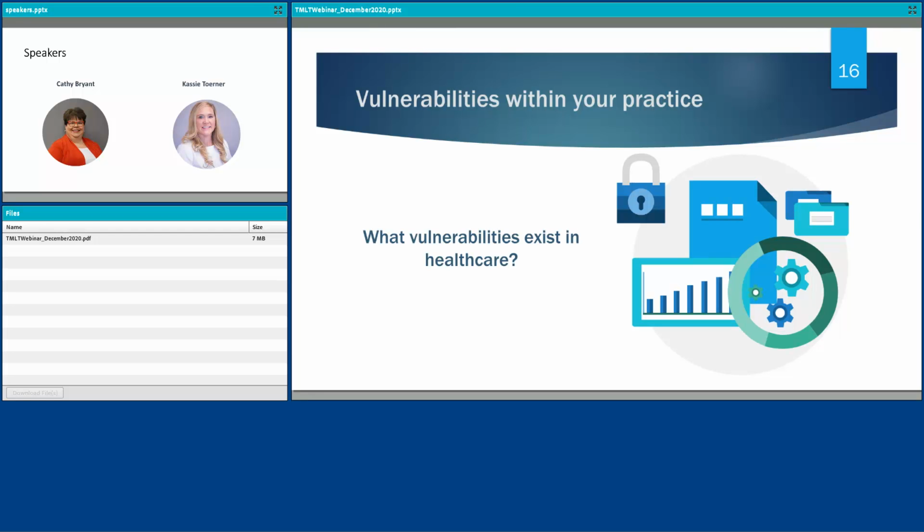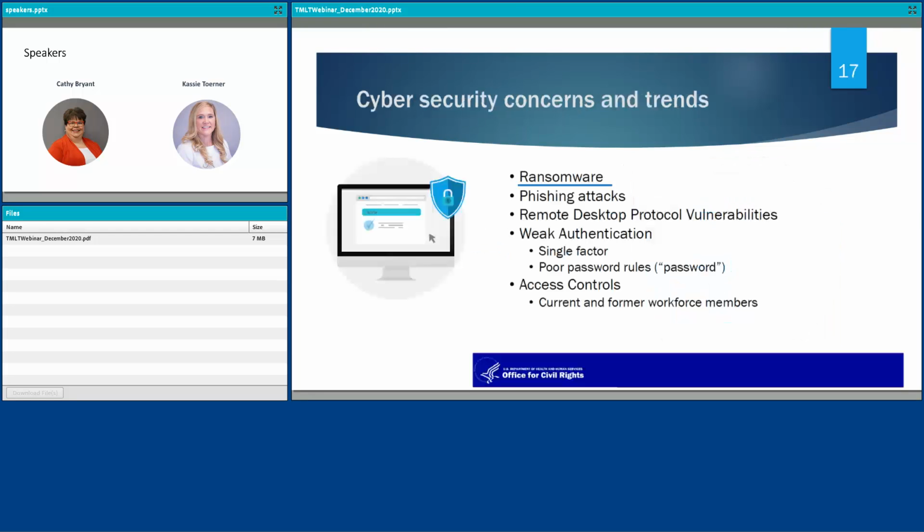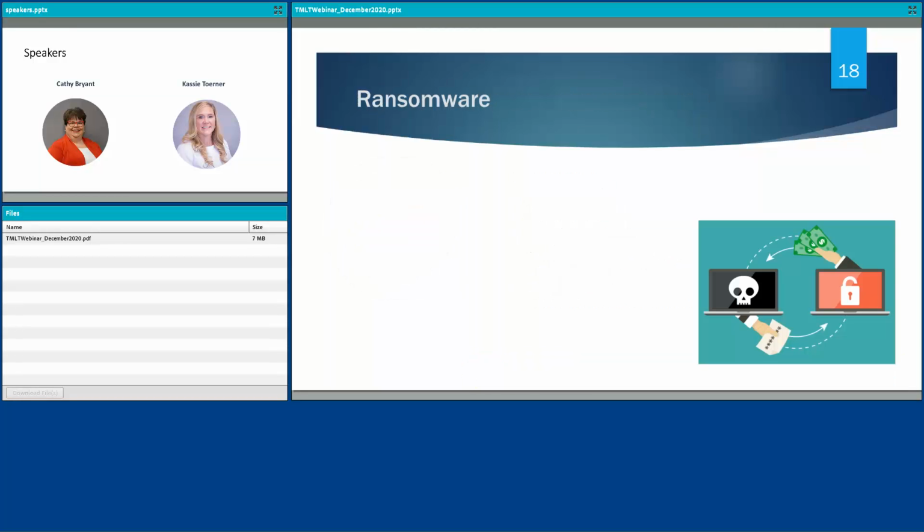So what are the vulnerabilities that exist in your practice? The Health and Human Services Office for Civil Rights has shared the top 5 cybersecurity concerns and trends that they see from those large breaches that Cassie was just sharing data on. The first of those concerns is ransomware.